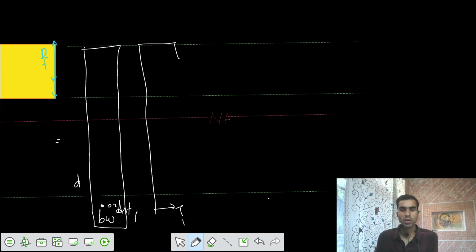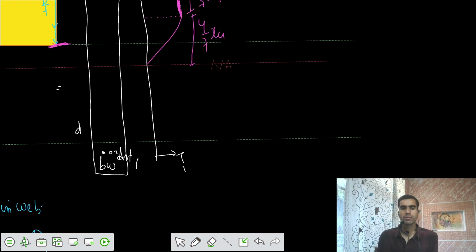Now, if you want to make the stress block, I said that 3 by 7 of XU is lesser than DF. If this is DF level, that means 3 by 7 is only up to somewhere here. So this is 3 by 7, and it becomes 0 here after going to XU. So this is the variation. Up to this point, I would say this is constant. After that, there is parabolic variation. So this part we can say this is 3 by 7 XU, and this part we can say this is 4 by 7 XU.